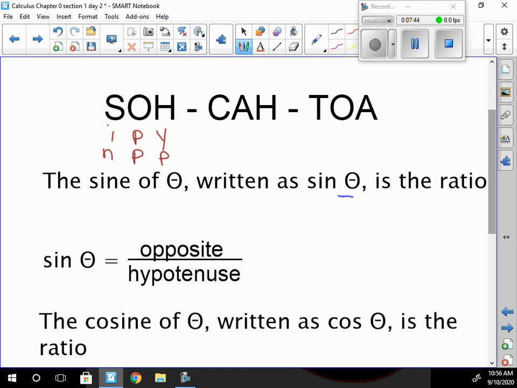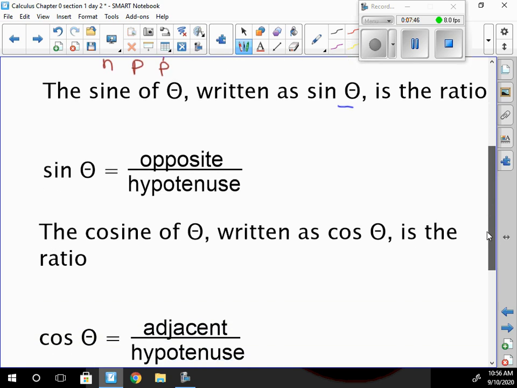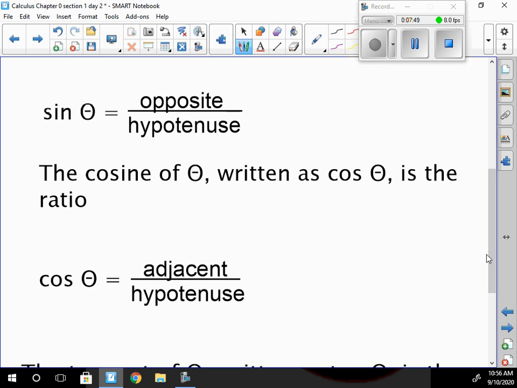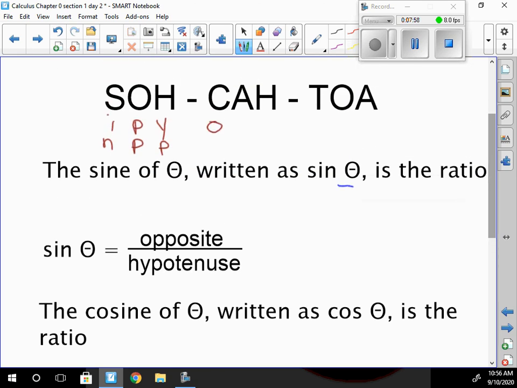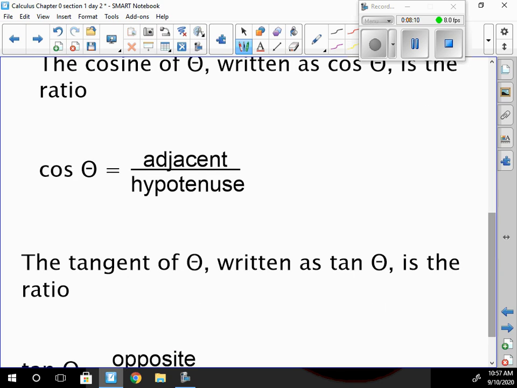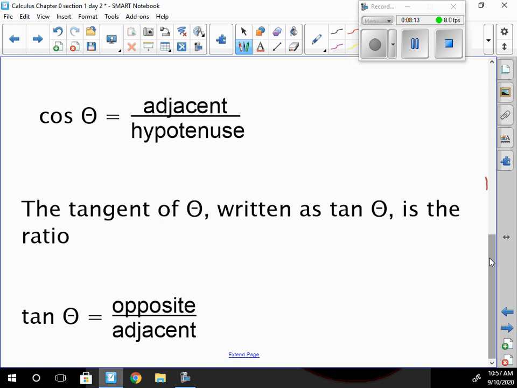Cosine of theta, written as cos theta, is the ratio cosine theta equals adjacent over hypotenuse. That's where CAH comes from. Cosine is adjacent over hypotenuse. And TOA is the tangent of theta, written as tan theta, is the ratio tan theta equals opposite over adjacent. So it's TOA.